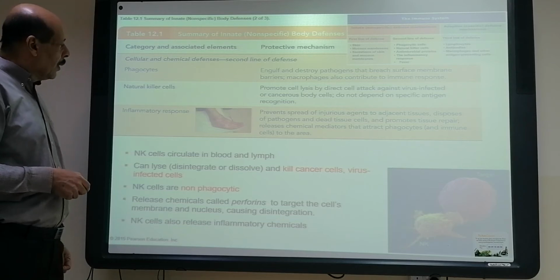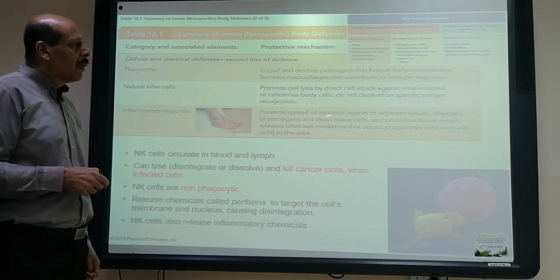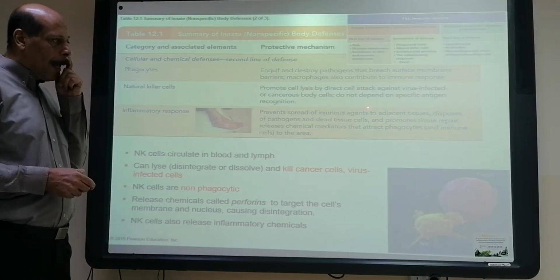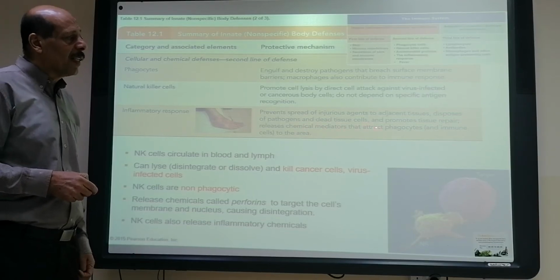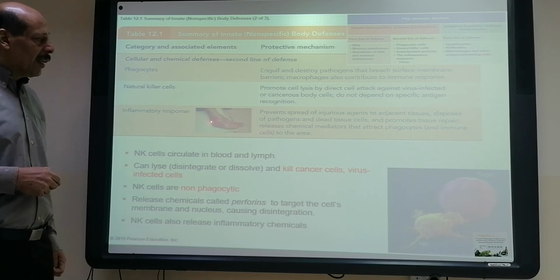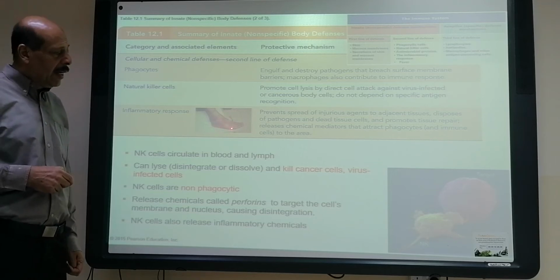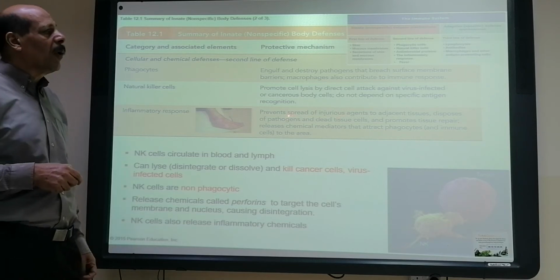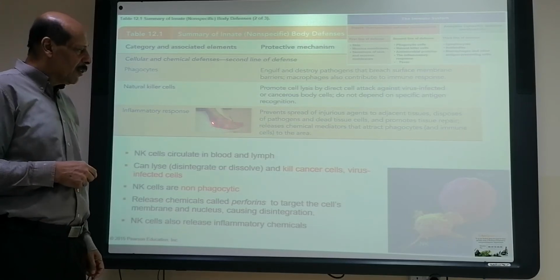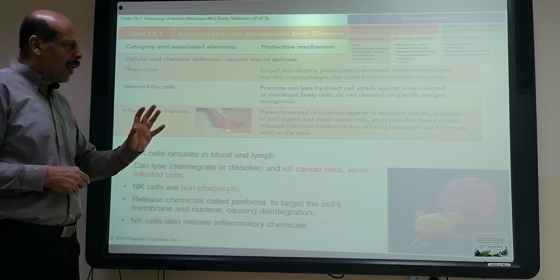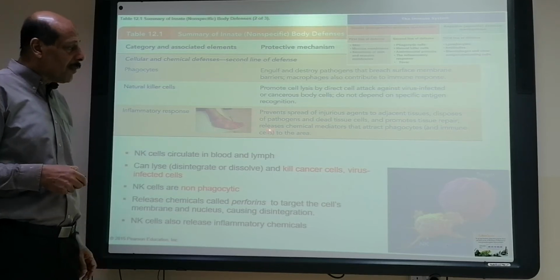Inflammatory response. In the inflammatory response, it prevents the spread of the infection from an injured area to adjacent tissues, disposes of pathogens and dead tissue cells, and promotes tissue repair in the injured area. So when an injury is there in an area, the inflammatory process will prevent that injury from spreading to other parts of the body tissues. It tries to localize it and keep it at the area in order to fight it in that area.